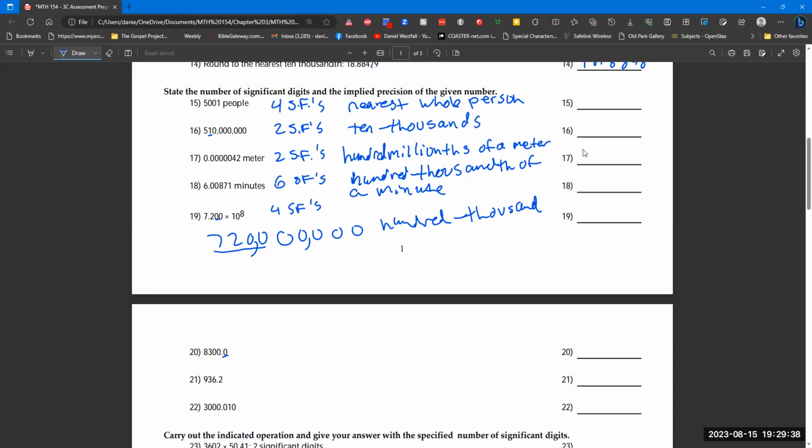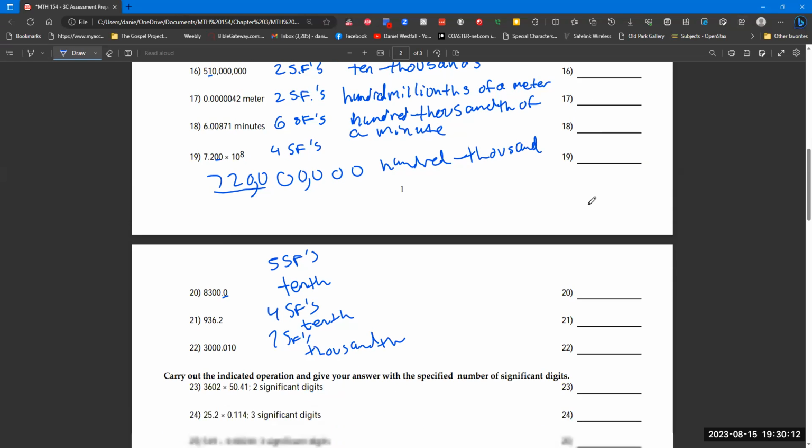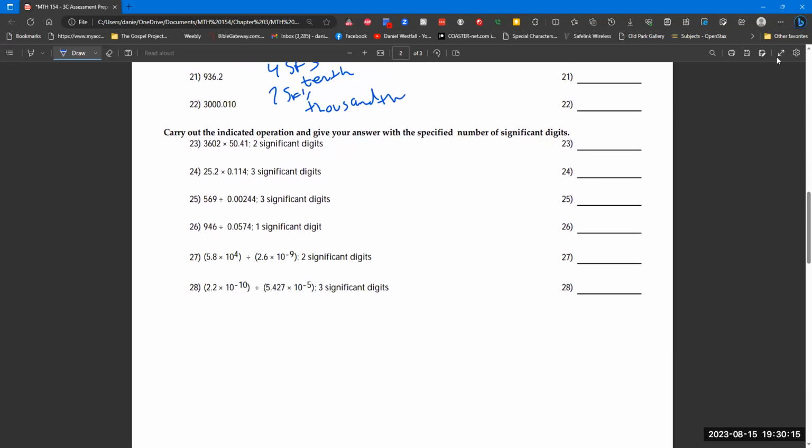All right, we've got a couple more here. Because there's a 0 after the decimal point there, we assume that this is precise to the nearest tenth, and that there are 5 significant figures here. This one has 4 significant figures, and it's to the nearest tenth. And this one has 7 significant figures, and it's to the nearest thousandth. Okay. We will come back and do some arithmetic with sig figs next time.